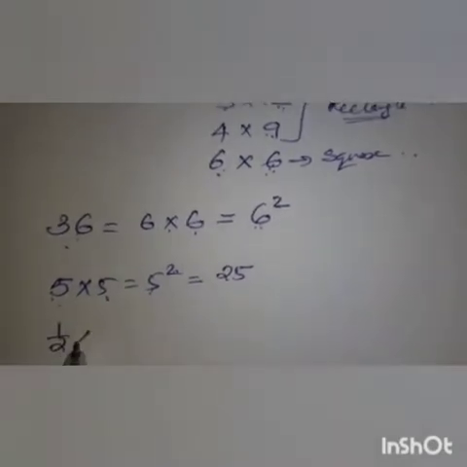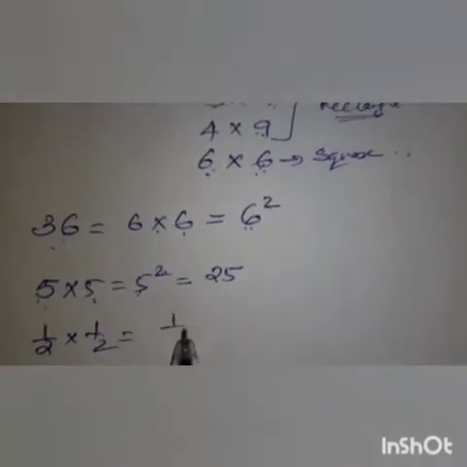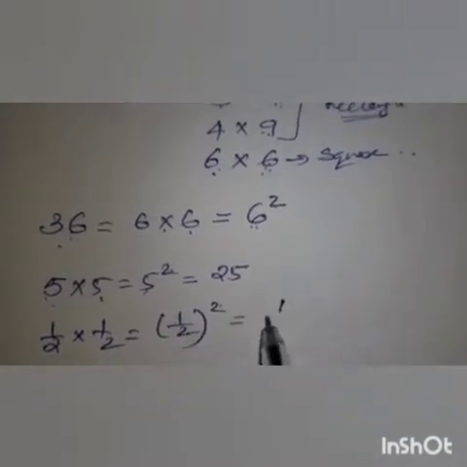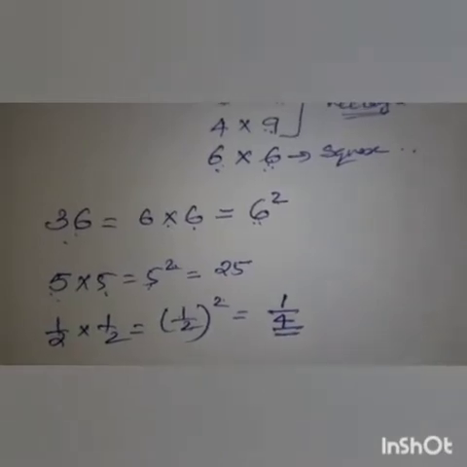What about 1 by 2 into 1 by 2? It is 1 by 2 square. So we can write 1 square is 1, 2 square is 4. We will get 1 by 4.